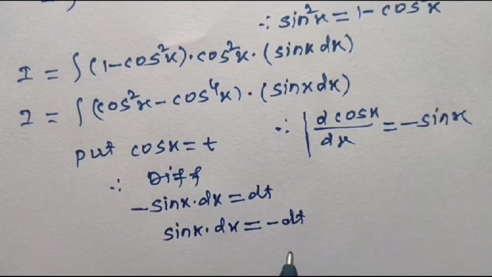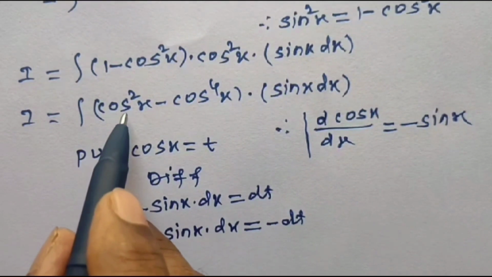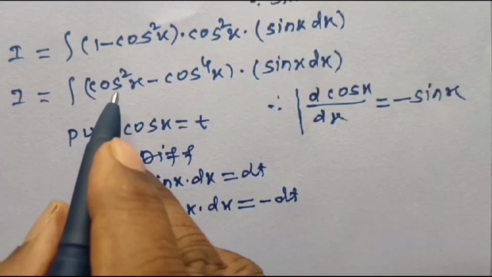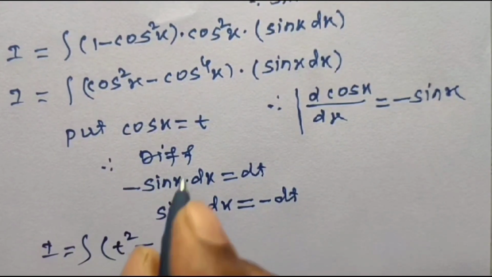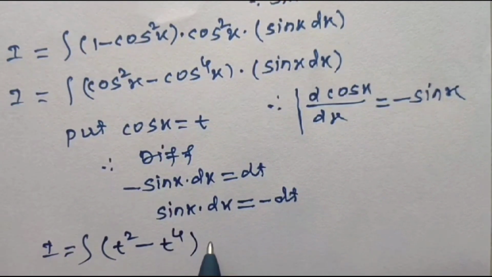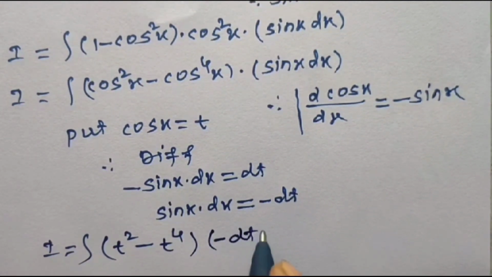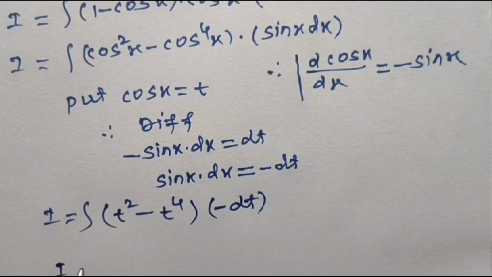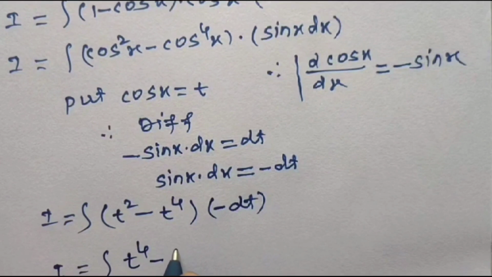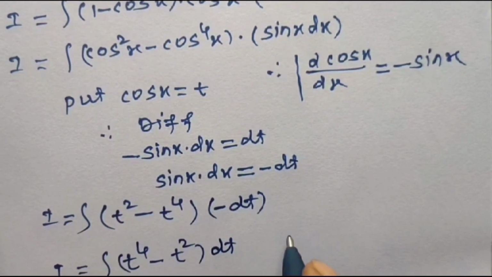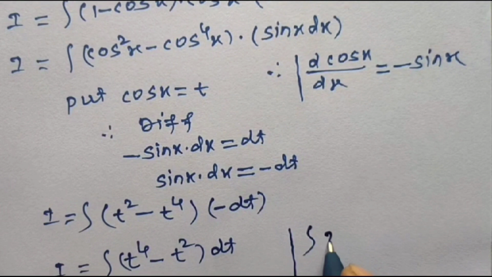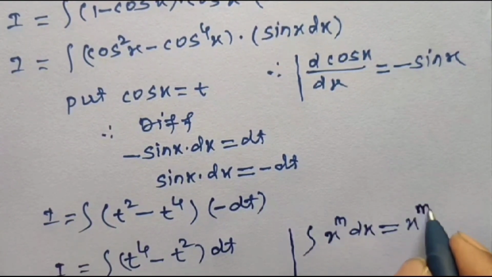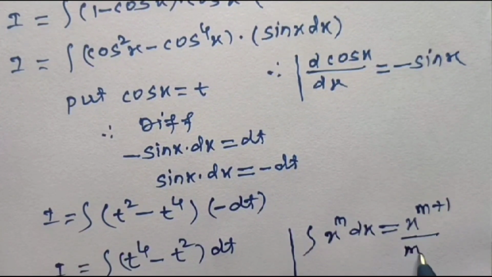Replace sin x dx by minus dt in the integral and cos x by t. Hence I is equal to integral of cos square x, meaning t square, and 4th power of cos x, meaning t to the power 4, into minus dt. Now multiply this minus sign into this bracket. So I is equal to t to the power 4 minus t square dt. Now we can apply this integral formula: x to the power m, integral with respect to x, is equal to x to the power m plus 1 divided by m plus 1.